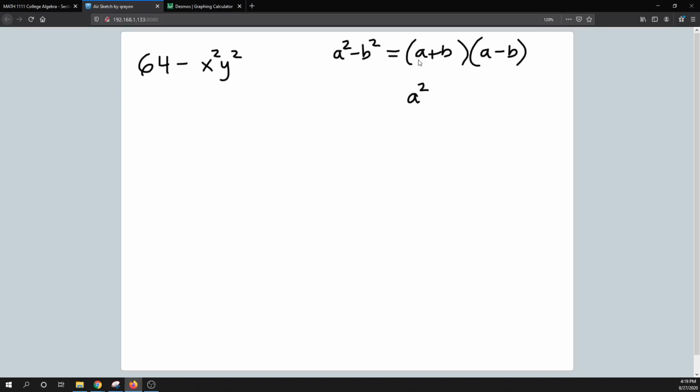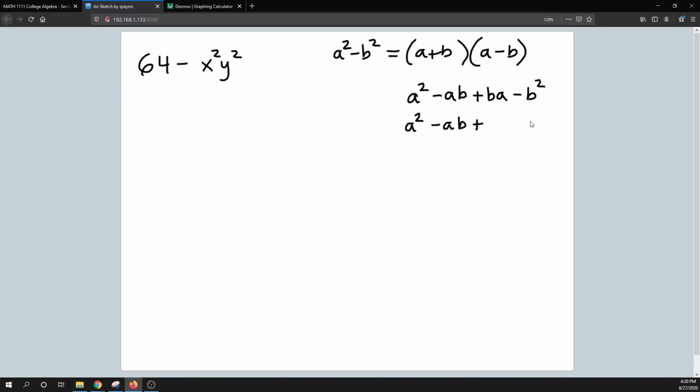And then the O in FOIL stands for outer, right? So you would multiply a times minus b, so that would be minus ab. And then the I in FOIL stands for inner, so that would be plus b times a. So you can write that as plus ba. And then the L in FOIL stands for last, right? So plus 1b times minus 1b is minus 1b squared, because you have a positive here and a negative here, so it comes out to be a negative. So you can see the a squared and the b squared.